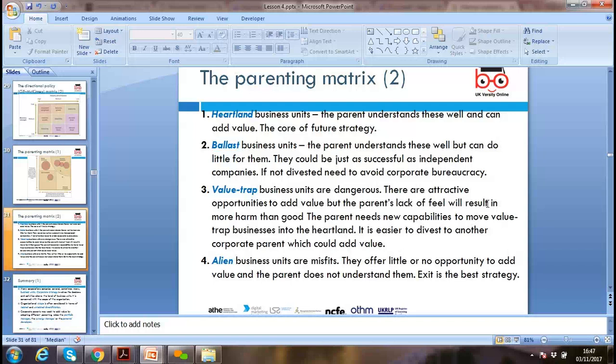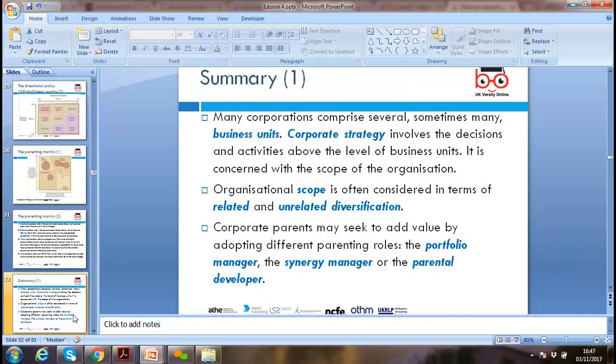Value trap business units are dangerous, and these are attractive opportunities to add value, but the parent's lack of feel will result in more harm than good. So we need to look at alien business units, which are misfits. They offer little or no opportunity to add value to the parent, so the parent does not understand them. So exit is the best strategy. It's better to sell them.